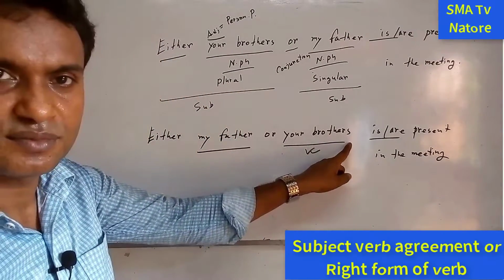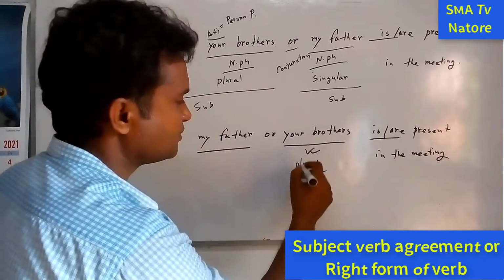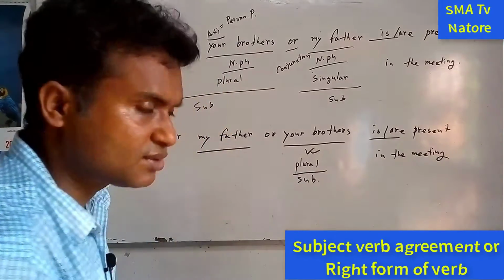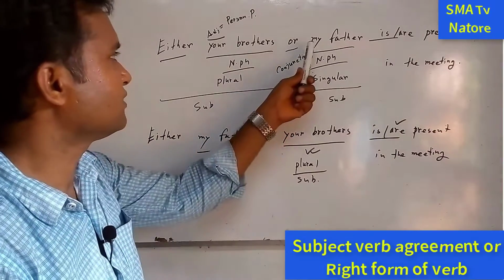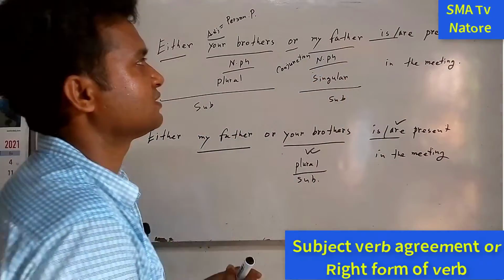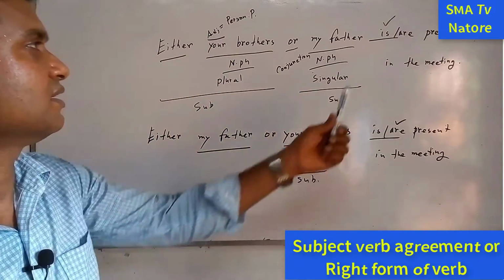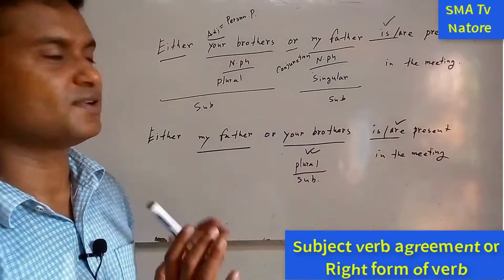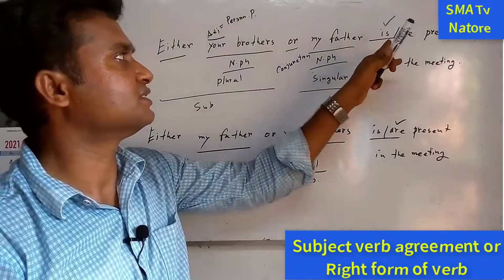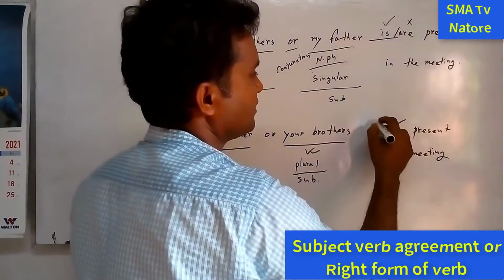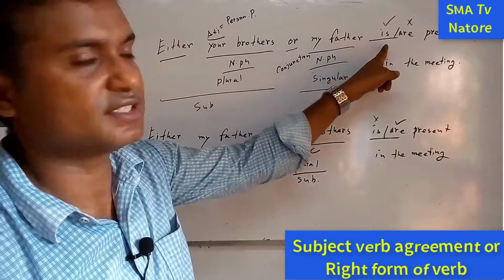But this part is the plural form. This is the plural. So the subject is plural, so finally we can take the verb in plural form. But here, my father, this is the subject. This subject is singular, and for this reason it is 'is' here. I hope you can understand it. So either your brothers or my father is here; 'are' is not taken. 'Is' isn't taken here because this part is plural form, so 'are', and this part is singular, for this reason 'is'.